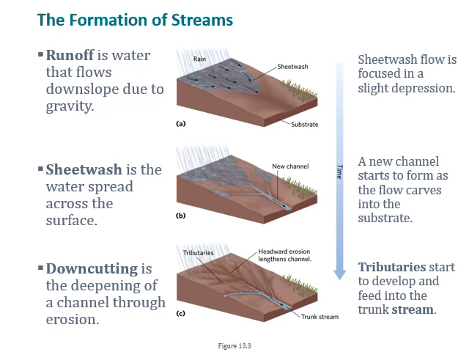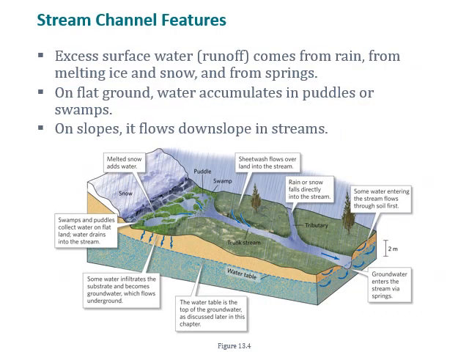Downcutting is the deepening of a channel through erosion of water. So over time, stream channels form by eroding rocks and sediments in certain areas that are preferential for water flow. Stream channels have different features, with excess surface water, known as runoff, coming from rain, melting ice or snow, or from springs. On flat ground, water accumulates in puddles and swamps, but when there are topographic changes, some of that water spills off and flows downstream due to gravity.